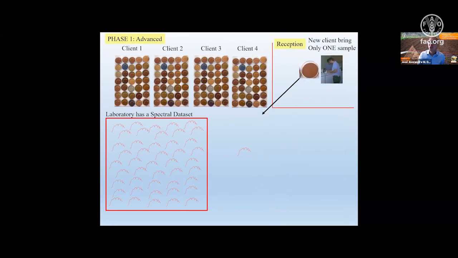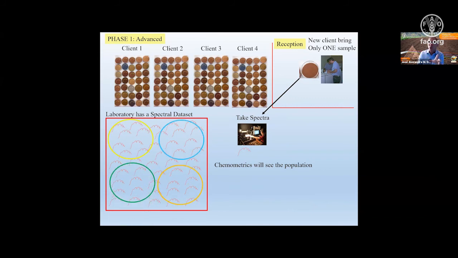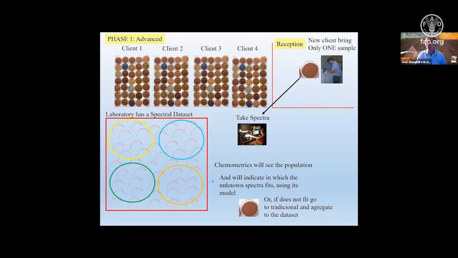The client comes to reception and brings one soil sample. So now you send the soil sample to the spectra sector, take the spectra, and the chemometrics will look at your data set and see all the groups that are similar, and will try to see in which group this unknown spectra fits. And if it fits, you will use the model. You will not need to make the wet analysis. But if it does not fit, then you will have to use the soil analysis. And you keep growing your data set and you deliver to your client.